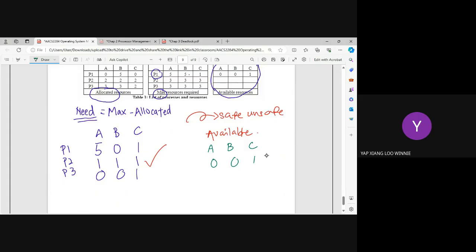You see that? What about process 2? They need 1, 1, 1. But you don't have 1A, you don't have 1B. You cannot execute process 2 as well. Now process 3, they need 0, 0, 1.